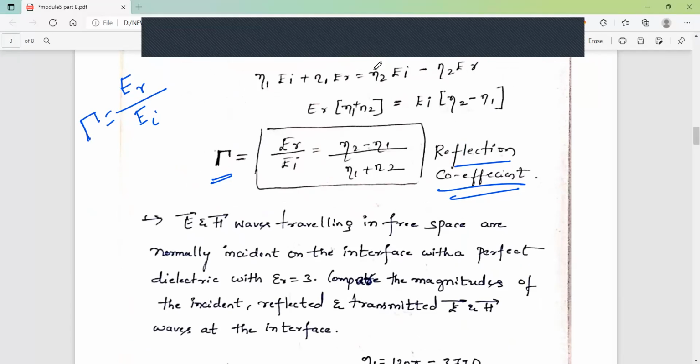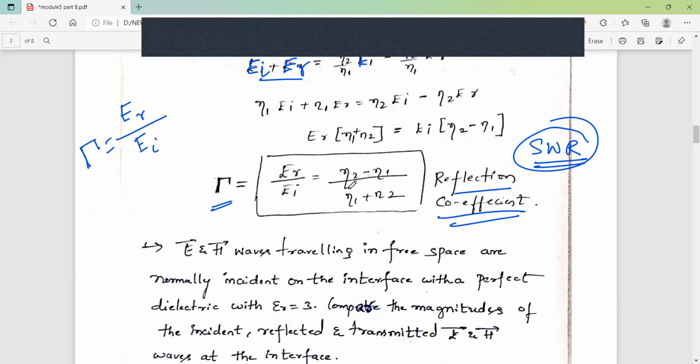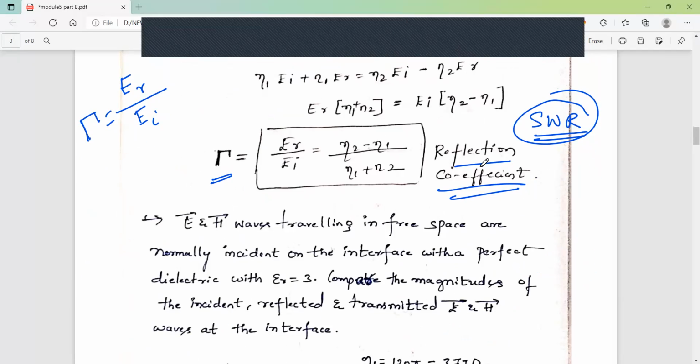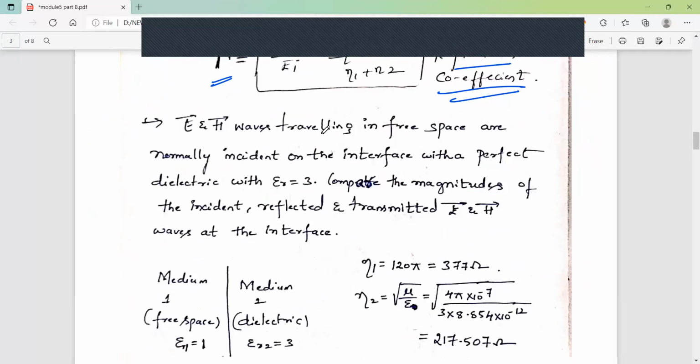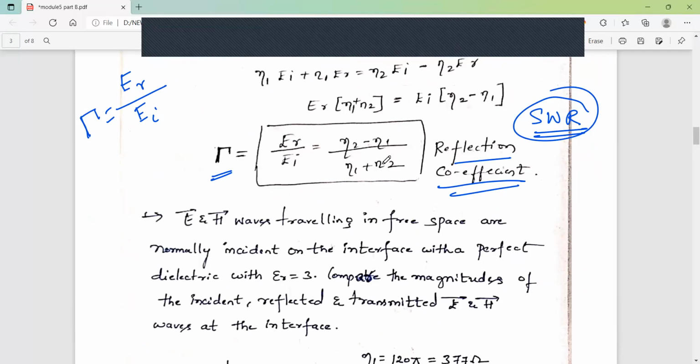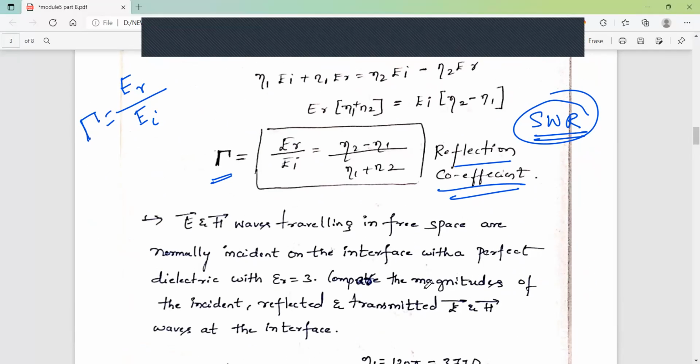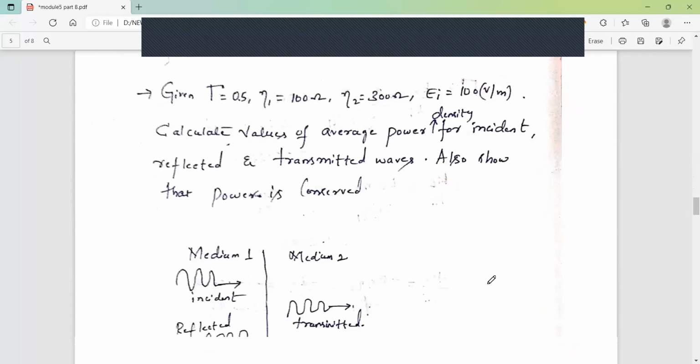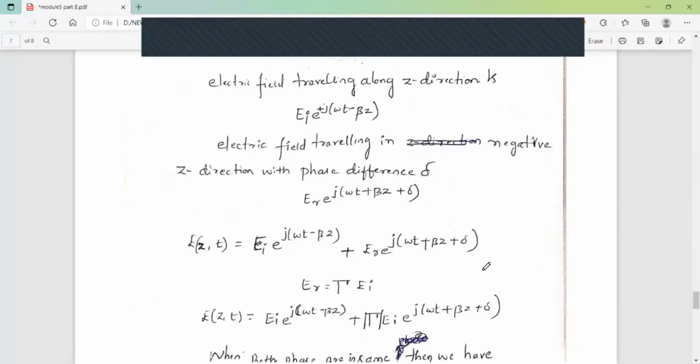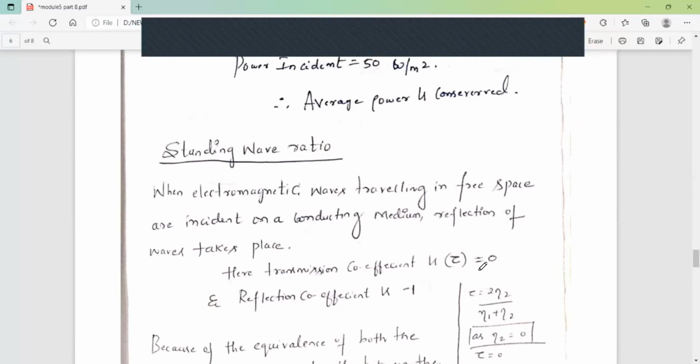So please pay attention and let us go into the next topic, that is called the standing wave ratio, or SWR. Okay, so that is the next topic we are going to discuss. The formulas which we have derived for reflection and transmission coefficient, we are going to utilize in numericals in the next class. The numericals will be pretty much straightforward, so don't worry about it. So I am skipping this for now and going into standing wave ratio.